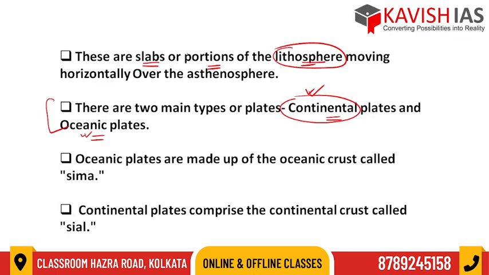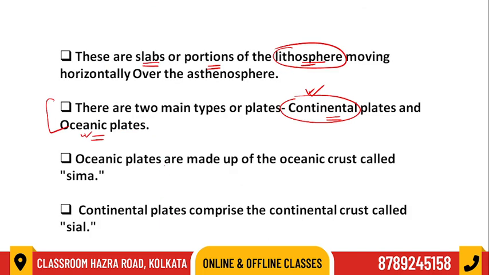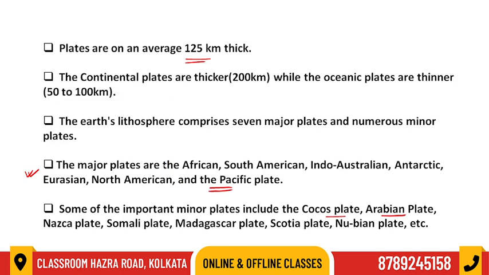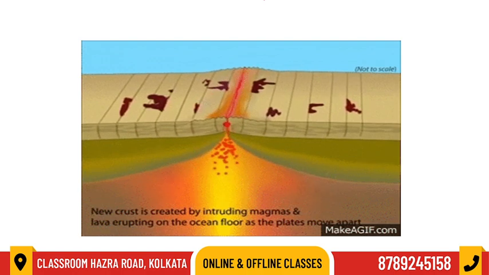And whenever the plate started moving, these portions move too. Let's consider Eurasia as a single plate, North America as a single plate, South America, Africa, and so on. These are plates, and how they move, there are several reasons behind their movement. First of all, we can see the upwelling of magma.